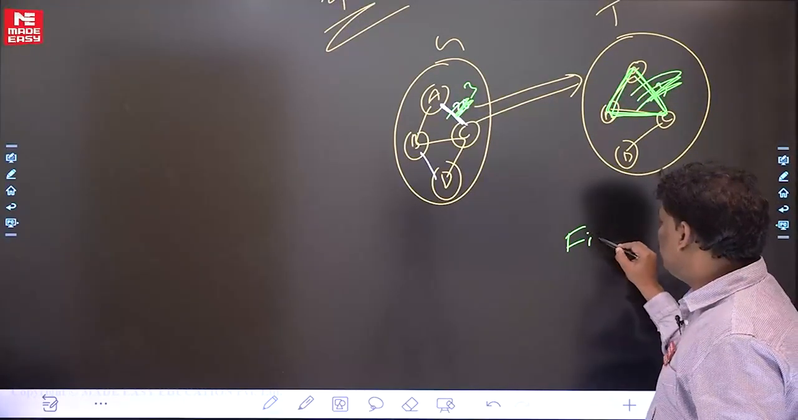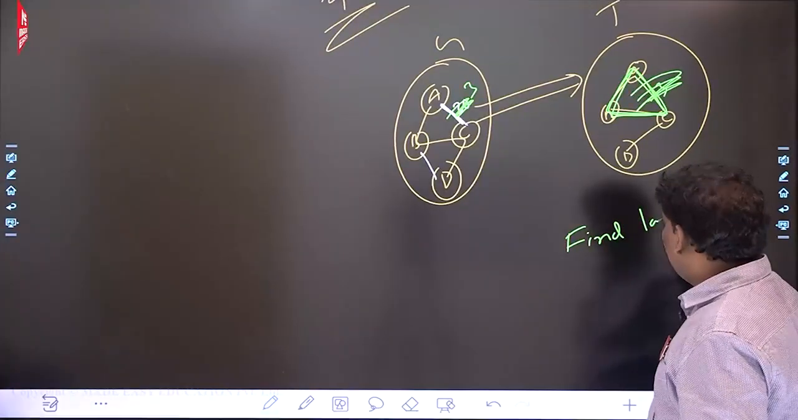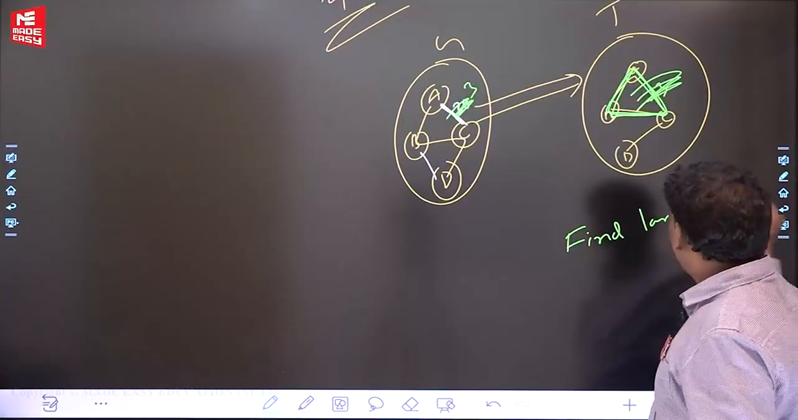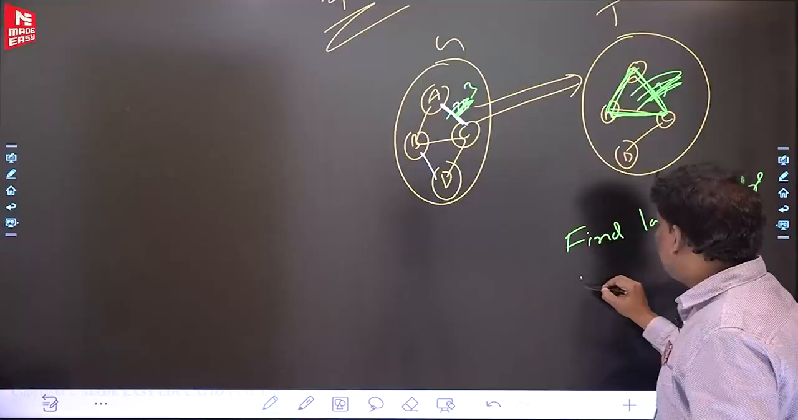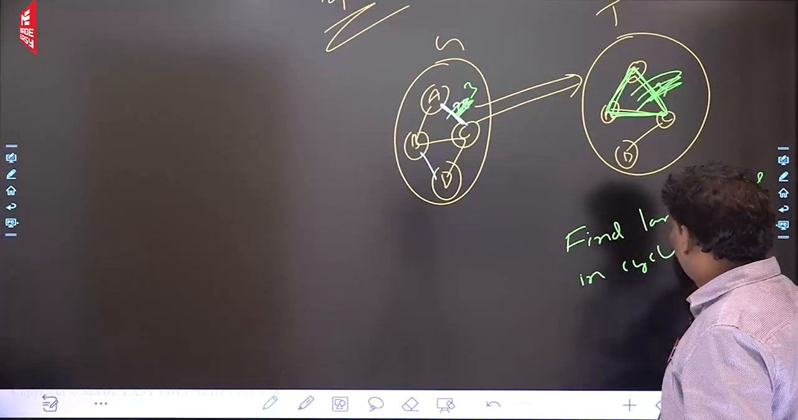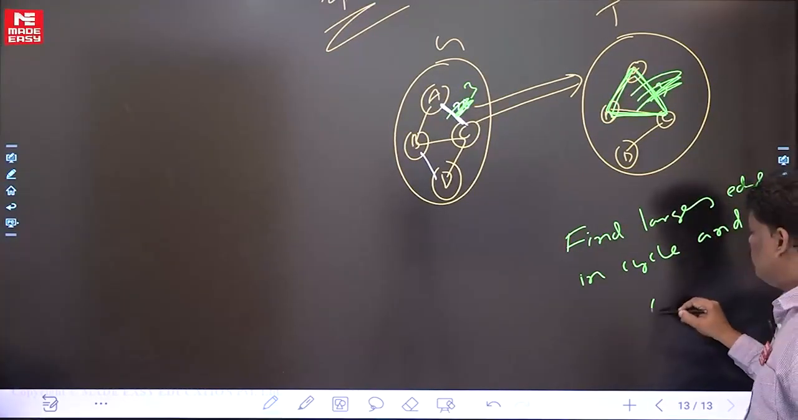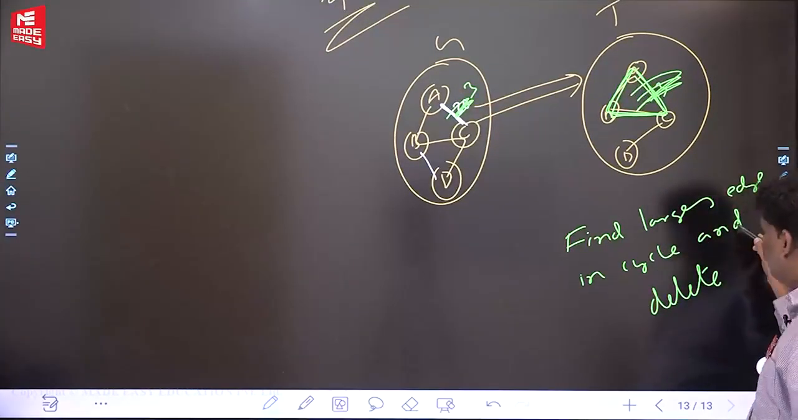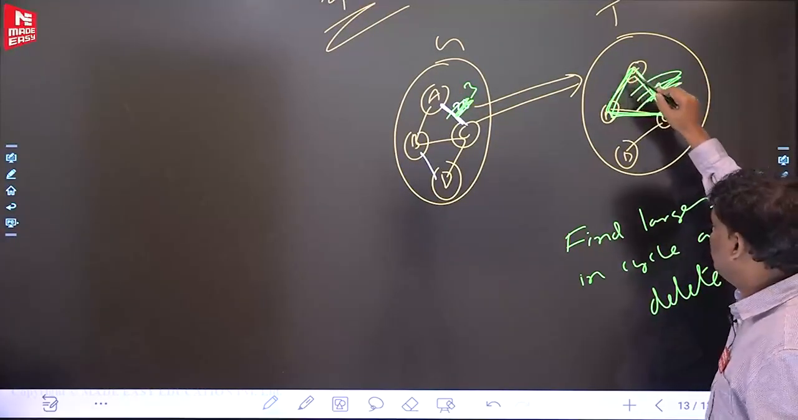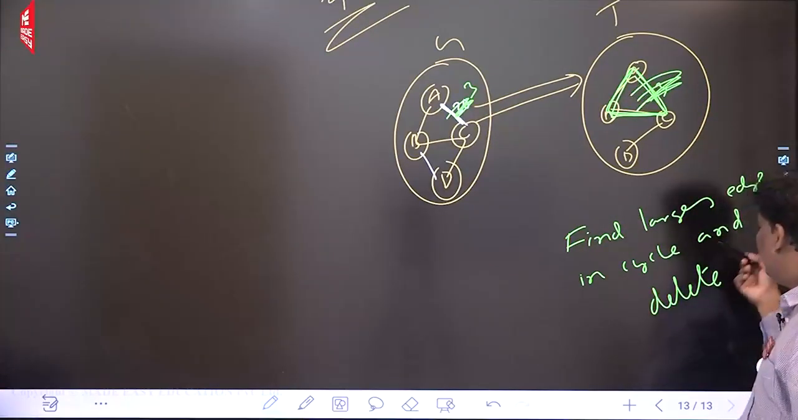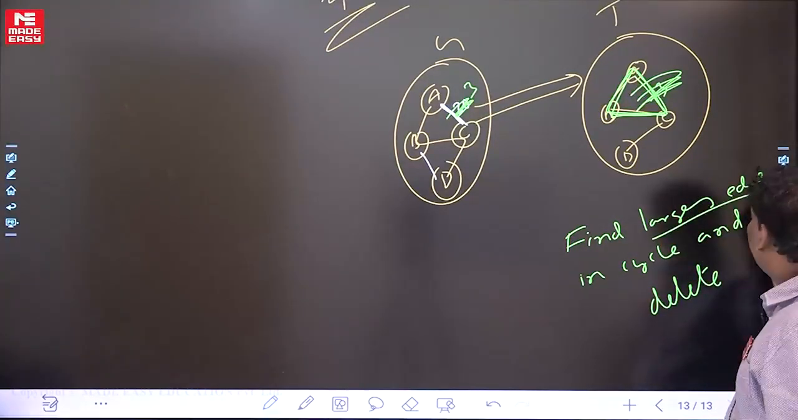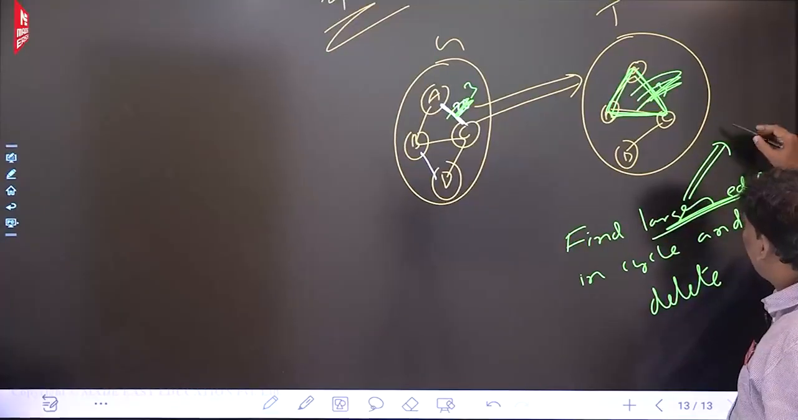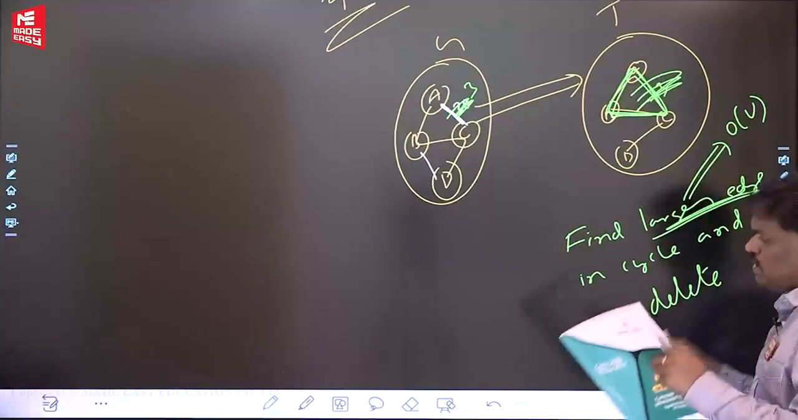Find the larger edge in the cycle and delete it. Find the larger edge in the cycle, not in the overall graph. Finding the larger one will take, in the worst case, V edges, so V time. So the answer is going to be order of V.